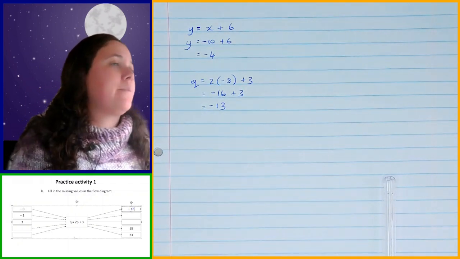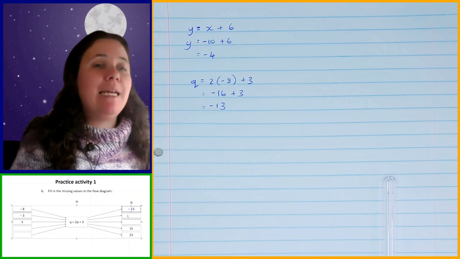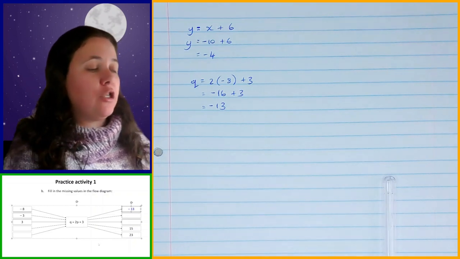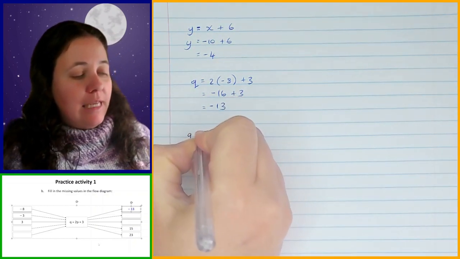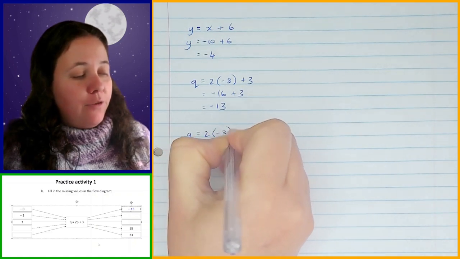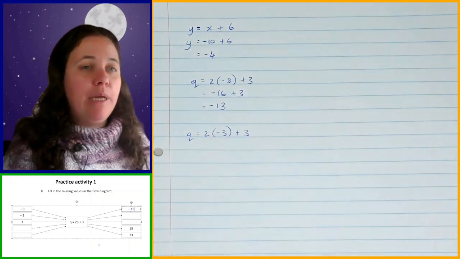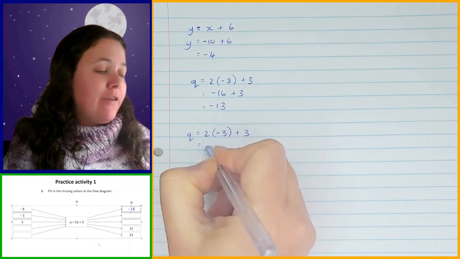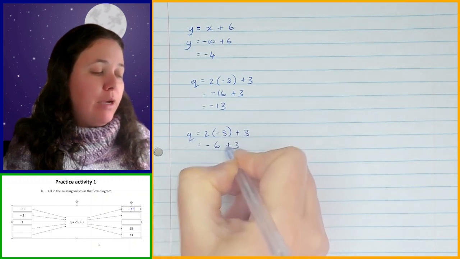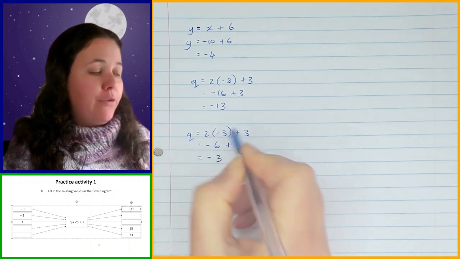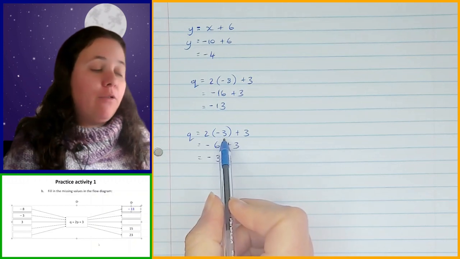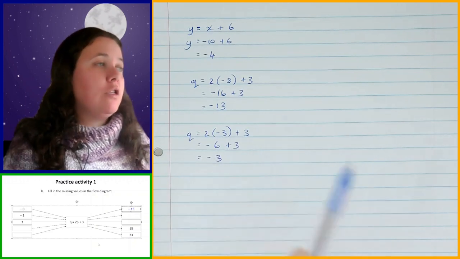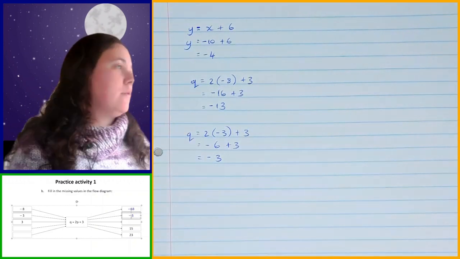Okay, next one. My input is -3. I need to find my output. So if Q is equal to 2 times -3 plus 3, let's see what we get. 2 times -3 is -6 plus 3 gives me -3. So if my input is -3, my output is also -3.